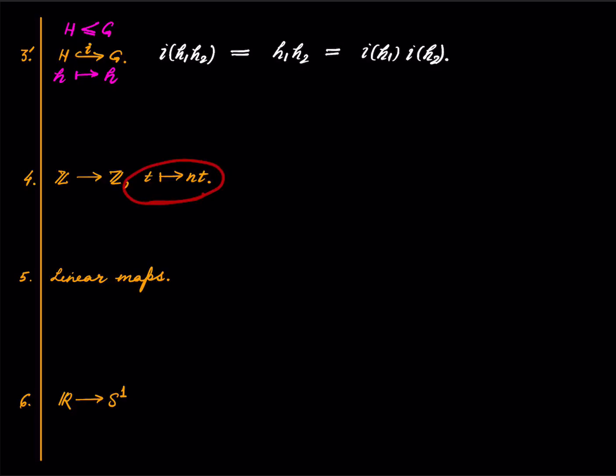This one is a scaling map. It takes an integer t and scales it by the integer n. n could be any integer, it doesn't have to be non-zero. I leave you to check that this is a group homomorphism as an exercise.